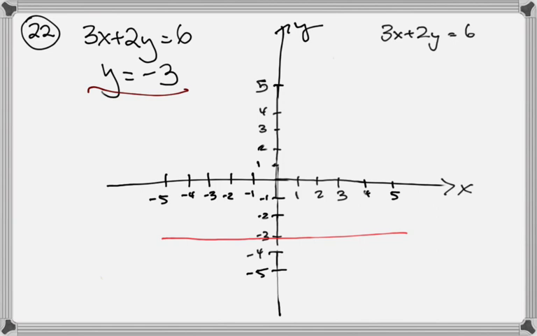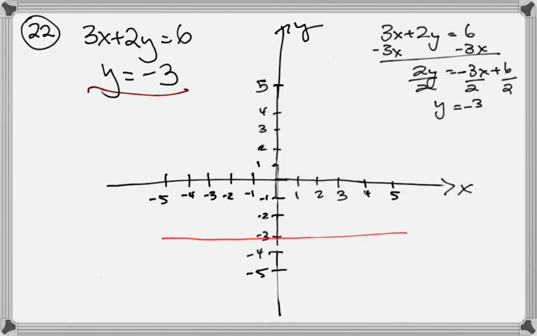Solve this one for y. How? Subtract 3x. 2y equals -3x plus 6, and then divide by 2. Y equals -3/2 x plus 3. That means the slope is -3/2 with a y-intercept of 0, 3.